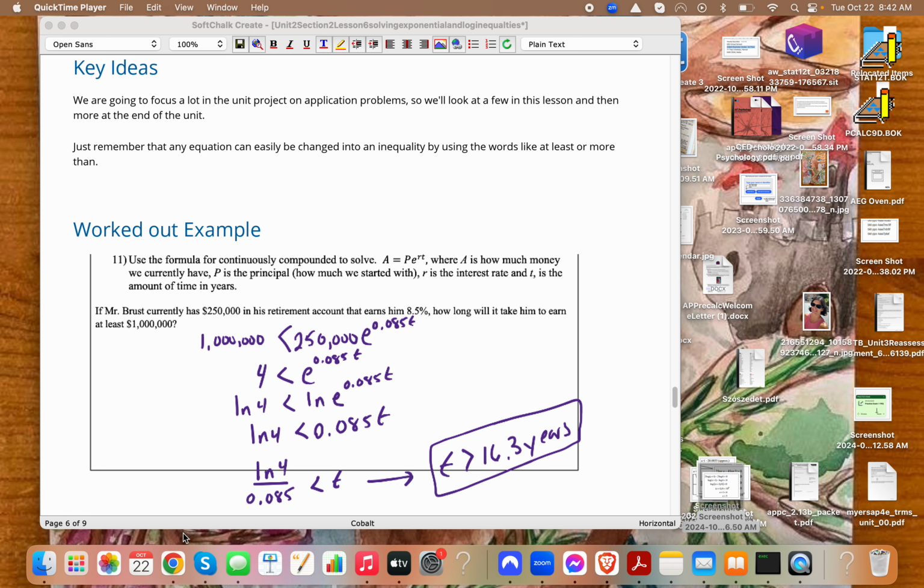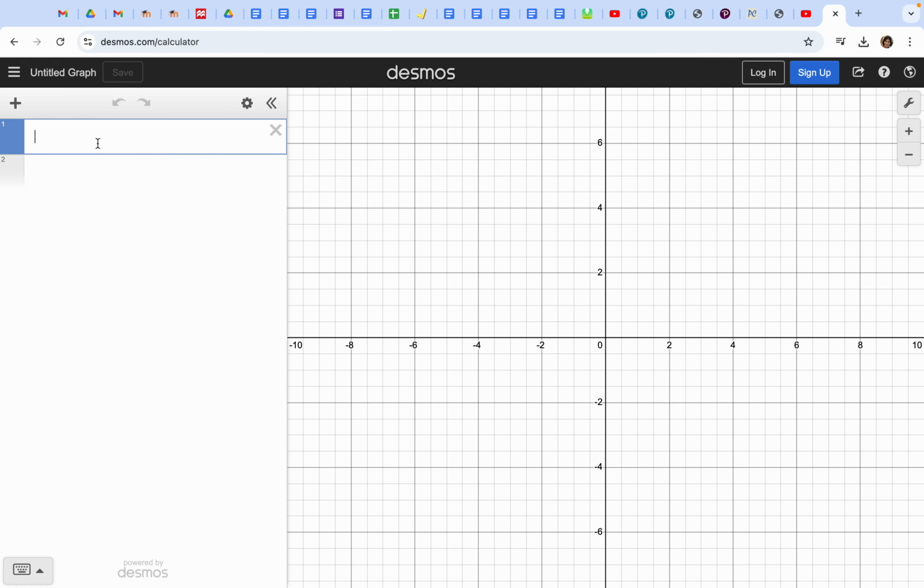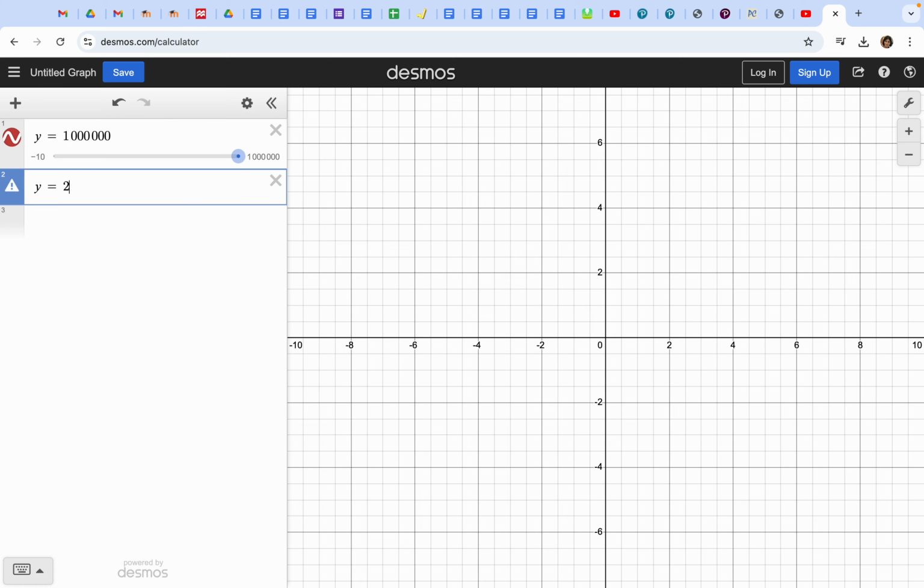You should be able to solve this algebraically, but if you wanted to solve it using Desmos, I just want you to see how you have to really think about your scale. So we're looking for when y is at 1 million, and you can't use commas in Desmos. They don't like it, which makes it a little bit hard. That's 100,000, that's 1 million. And then the rest of our equation was 250,000 times e raised to the 0.085, and we use x instead of t because Desmos likes x and y.